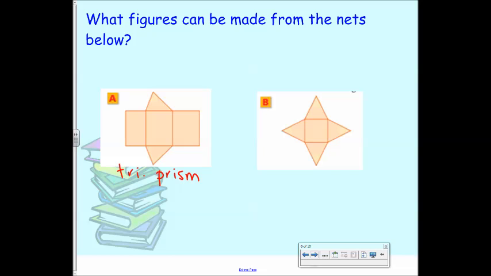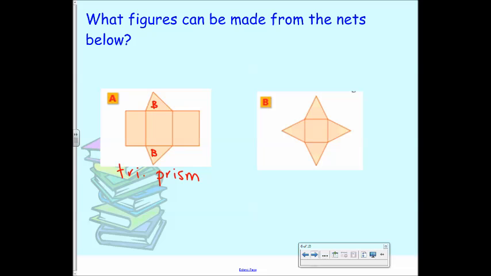Well, how many bases does it have? It has 2 congruent bases, because here's a base and here's a base. It can either have 1 base, which would make it a pyramid, or it can have 2 bases, which makes it a prism. So it's one of those. Since this has 2 bases, it's got to be a prism, and the bases are what shape? Triangles, so it's a triangular prism.